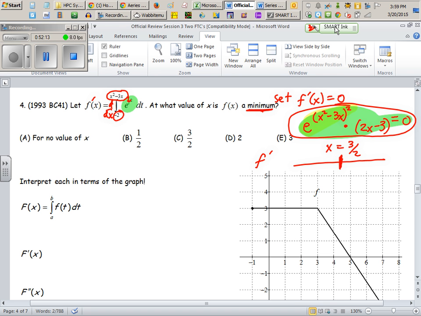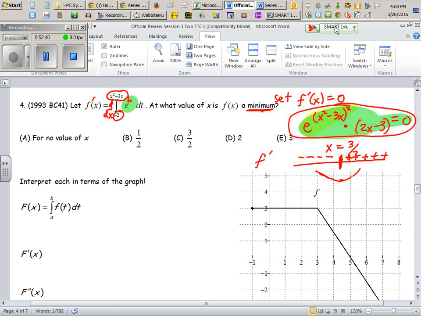Don't worry about the E part. That's always positive. But if you plug in a number less than 3 halves, let's say you plug in 1, you're going to get a negative first derivative, right? Okay, so this is negative. And if you plug in, let's say, 2, which is on the other side of 3 halves, your derivative is going to be positive. What does it mean for the derivative to go from negative to positive?